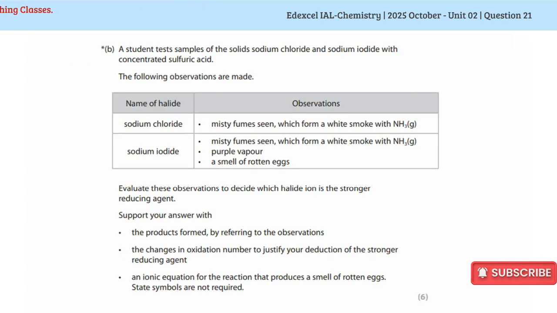Part B, a student tests samples of sodium chloride and sodium iodide with concentrated sulfuric acid. The following observations are made. Evaluate these observations to decide which halide ion is the stronger reducing agent. Support your answers with the products formed by referring to the observations, the changes in oxidation number to justify your deduction of stronger reducing agent, and ionic equation for the reaction that produces a smell of rotten eggs. State symbols are not required.